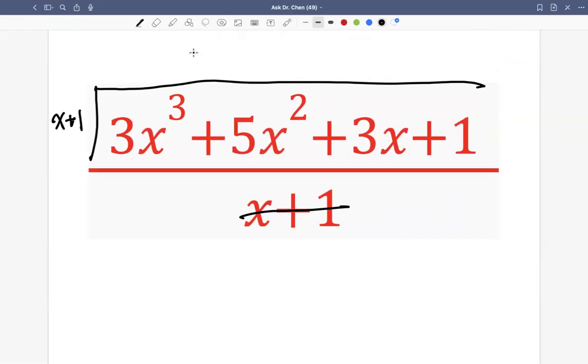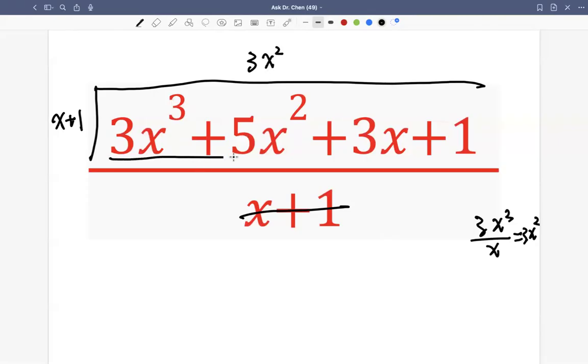So the divisor will have two terms, x plus 1, so it's a binomial. So we're going to take two terms from this inside polynomial too. And then we want to match up. So basically, we want to use 3x squared divided by x. So which is 3x cubed, which is a 3x squared. So we're going to put on top of the square term. So there's a 3x squared.